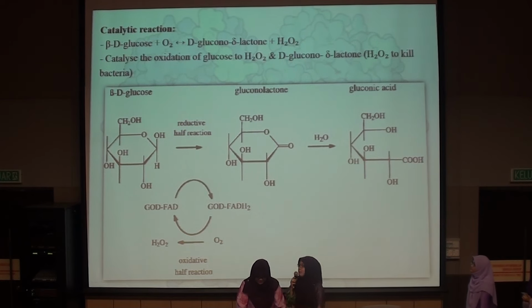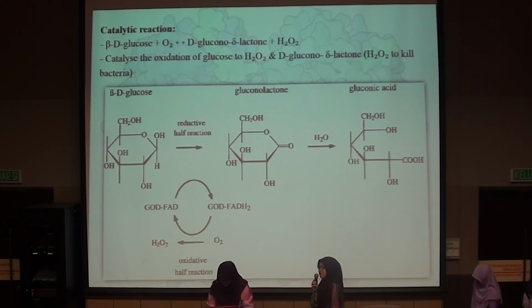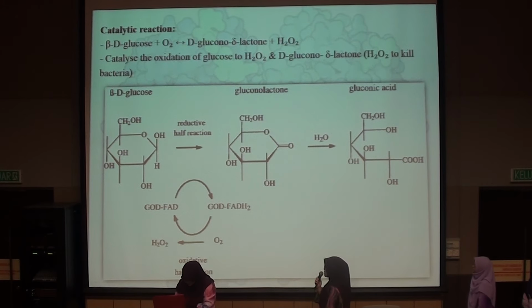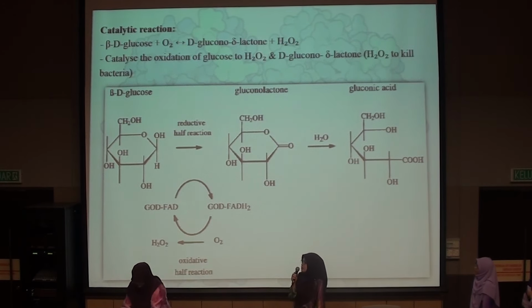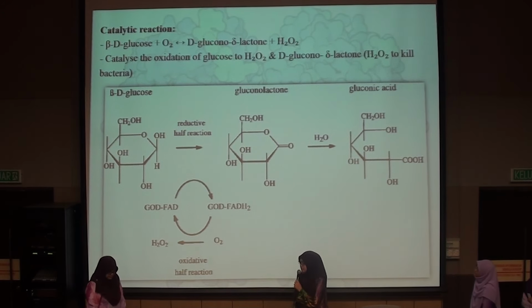At the same time, the FAD, which in this case acts as the electron acceptor, will be reduced to FADH2. This reduced FADH2 will then be reoxidized by oxygen to form hydrogen peroxide in the oxidative half reaction.